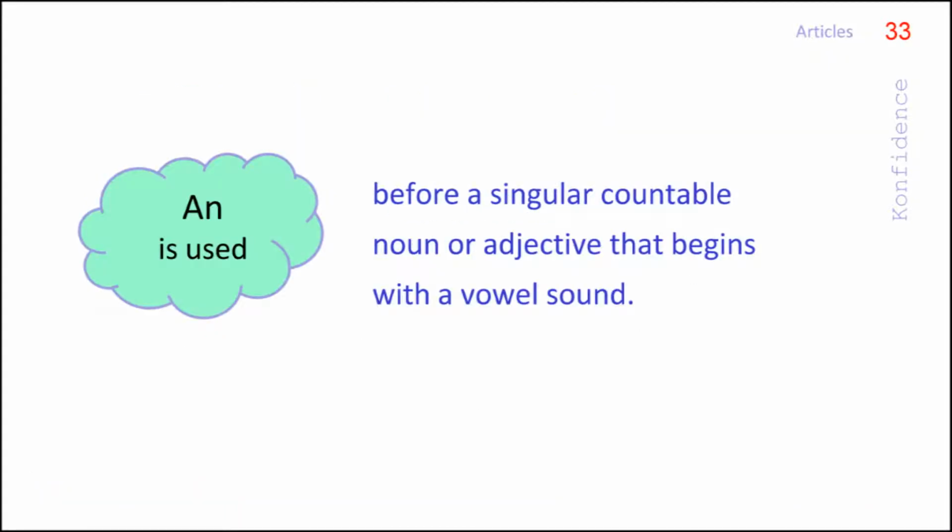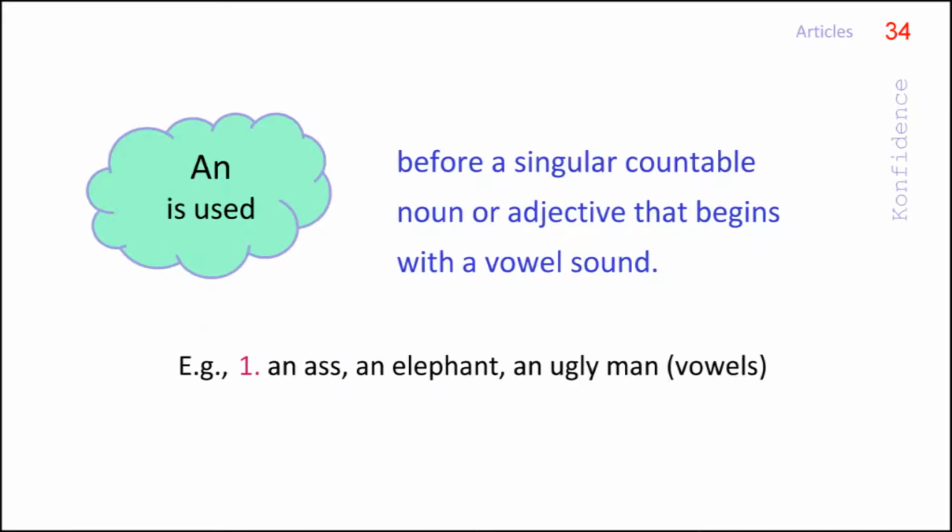Traditionally, article an is used before a singular countable noun or adjective that begins with a vowel. There are 5 vowels in English, namely A, E, I, O, U. Words that starts with these vowels are preceded by article an. Look at the first example. All words have vowels as their first letter, so an is used before them.